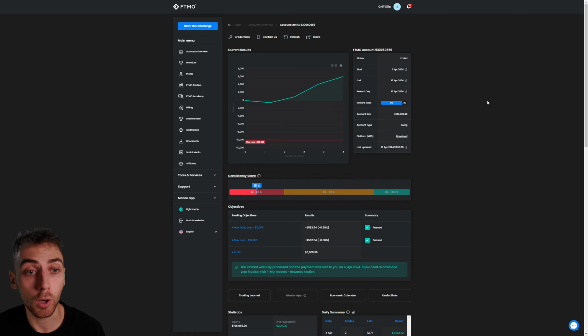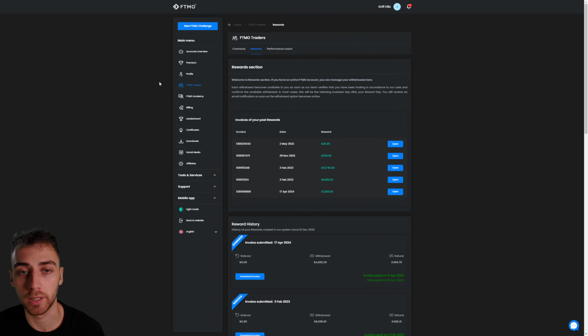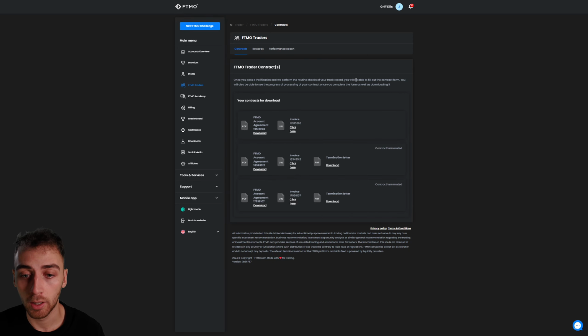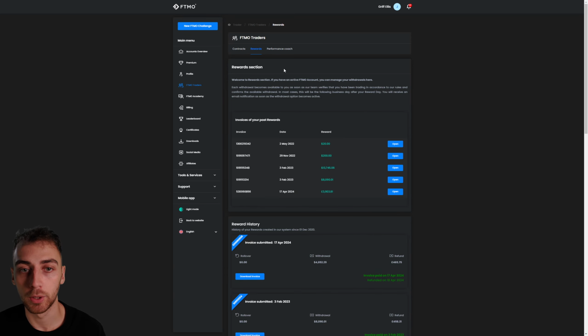So once you've got profit on the account, you can come over to the FTMO Traders tab. And in the FTMO Traders tab, if it's your first payout, you'll have to have signed the contract with them, which you can see here. We've got a few contracts. And then you'll be able to choose your payout from the reward section.